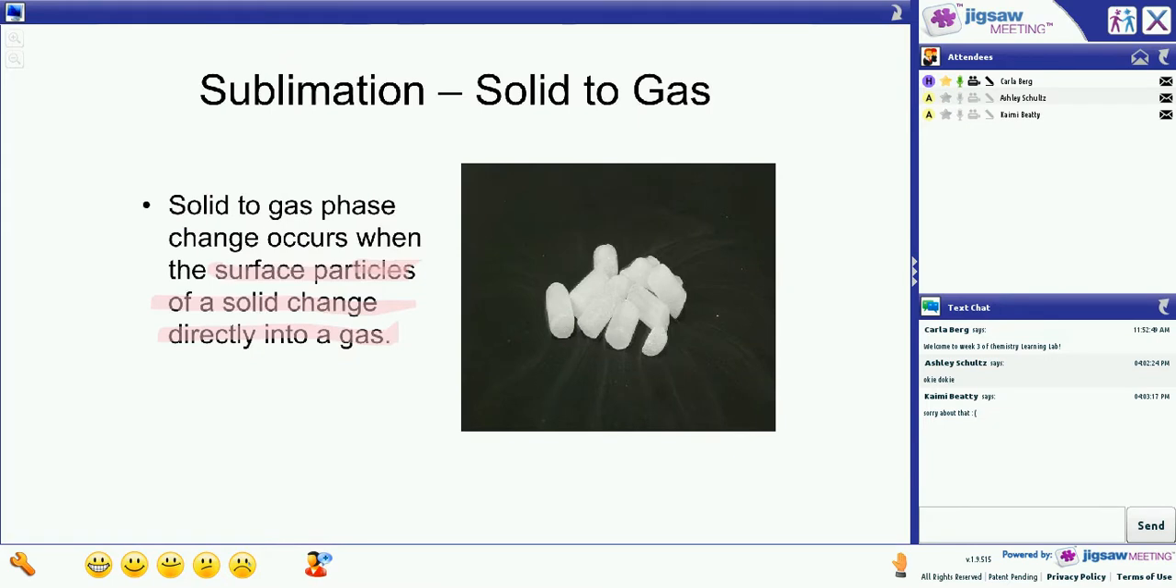Sublimation is when a solid changes to a gas. The solid to gas phase change occurs when the surface particles of a solid change directly into a gas.